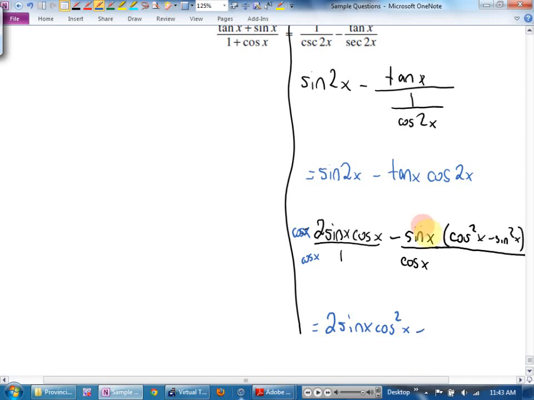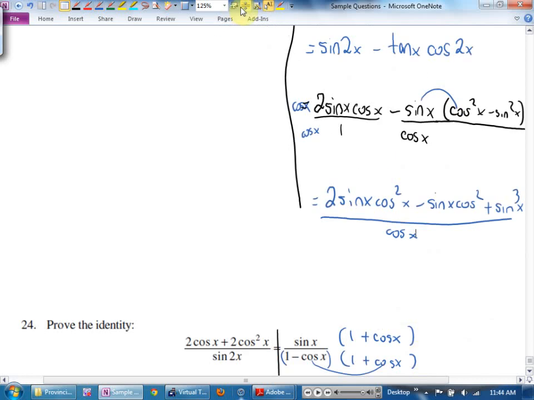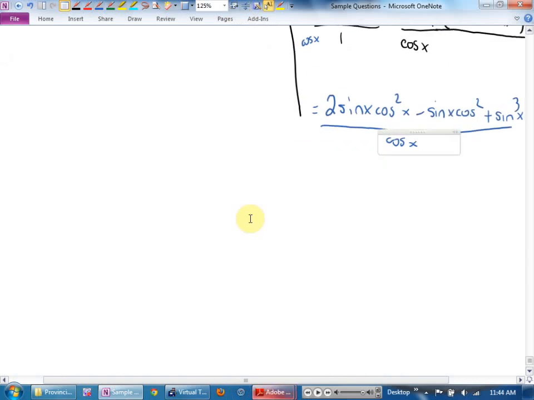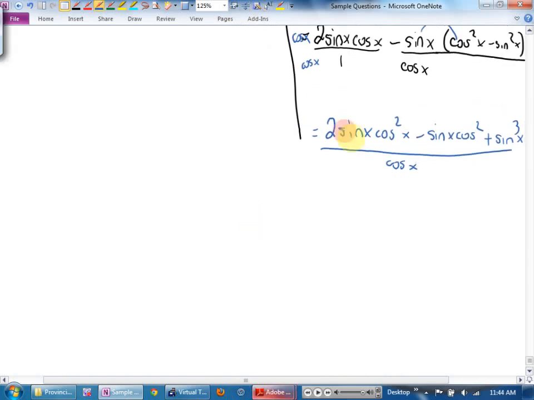Oh, I have 2 sine x cos squared minus 1 sine x cos squared. Those are like terms. At least now I started to smile because that can't be a coincidence that I get these hideous looking like terms. So I'm going to rewrite this as sine x cos squared plus sine cubed all over cos x. How's that help?